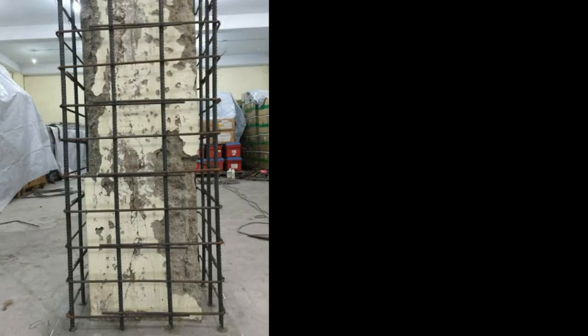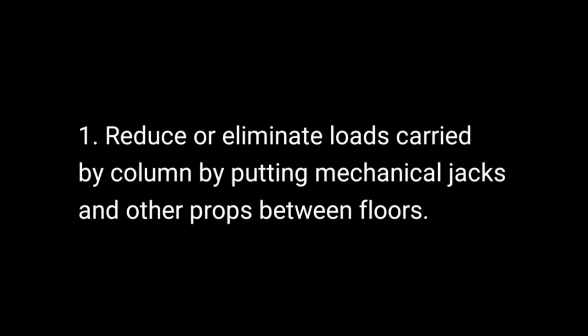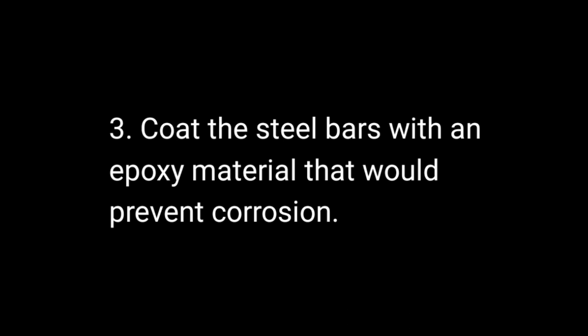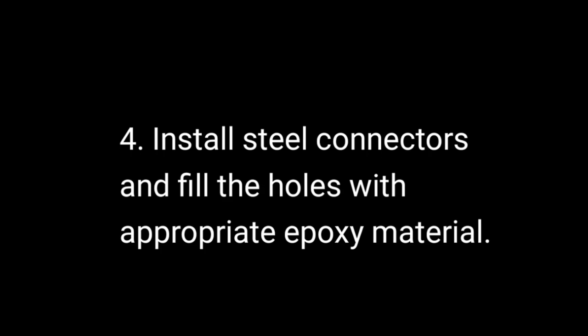The first step in reinforced concrete jacketing is to reduce or eliminate loads carried by the column by putting mechanical jacks and other props between floors. Next, remove the concrete cover and clean the steel bars using a wire brush or sand compressor. Coat the steel bars with an epoxy material that would prevent corrosion, and install steel connectors and fill the holes with appropriate epoxy material. Install the steel bars and coat them with epoxy to guarantee the bond between the new and old concrete.